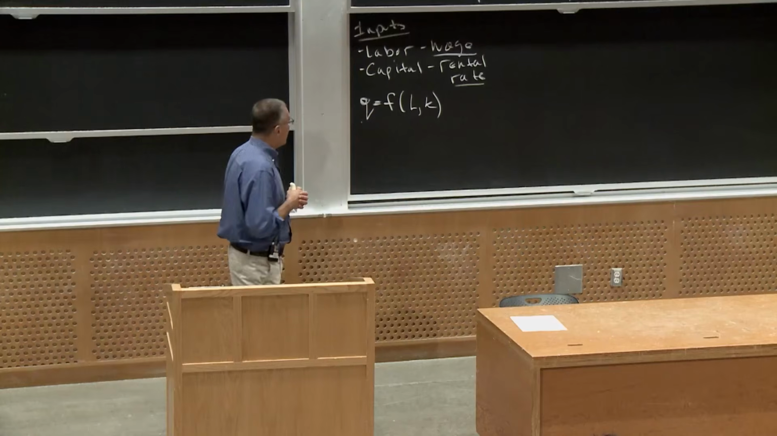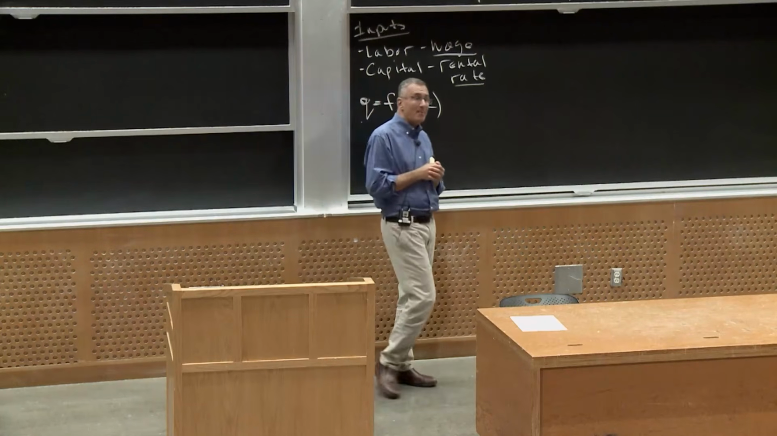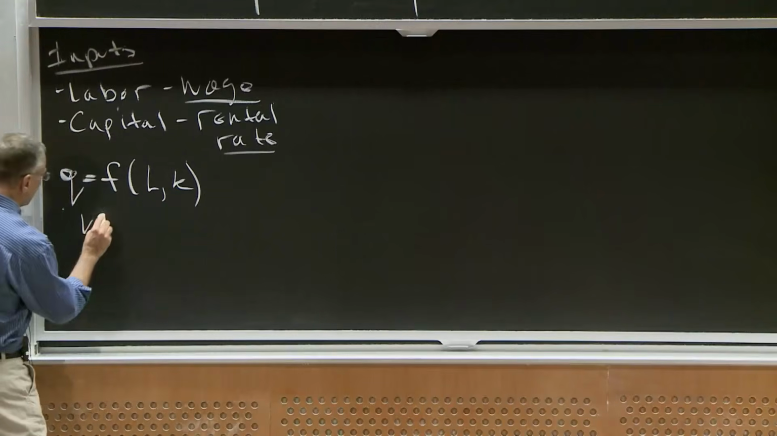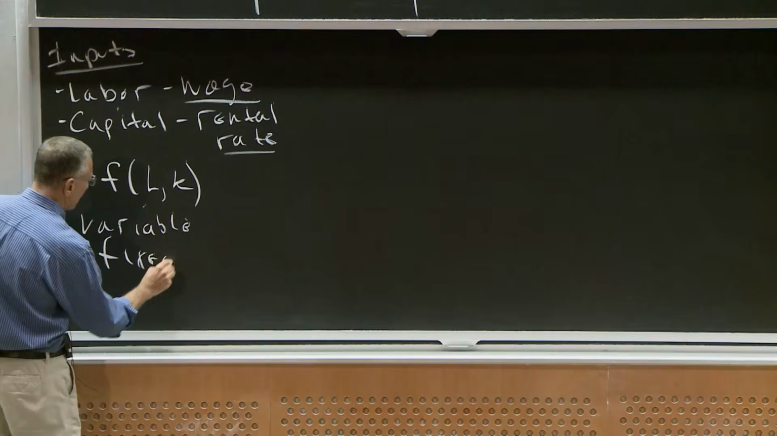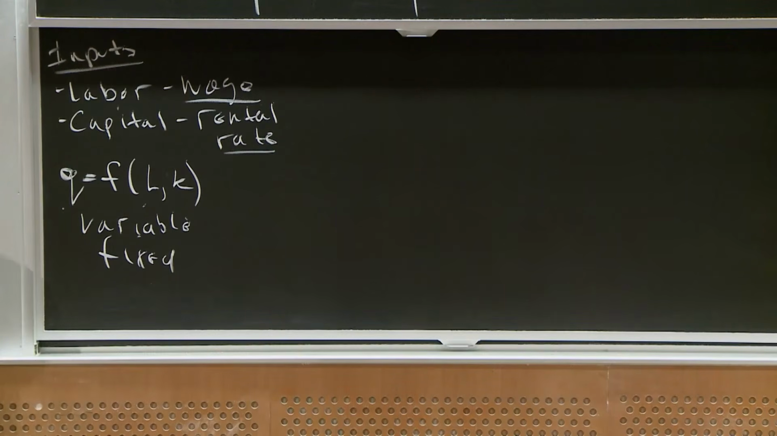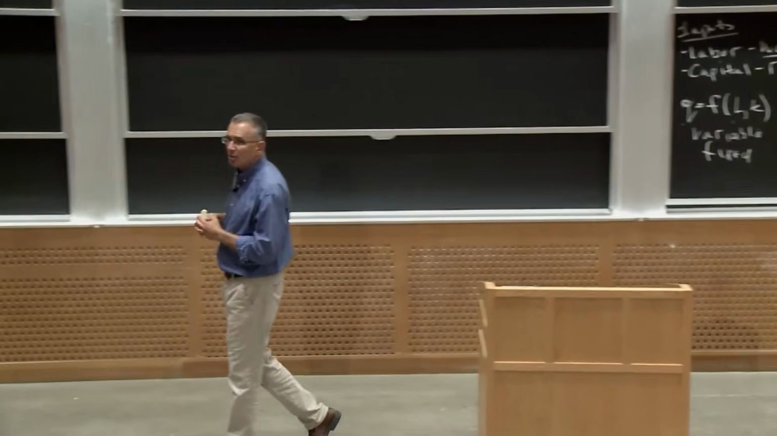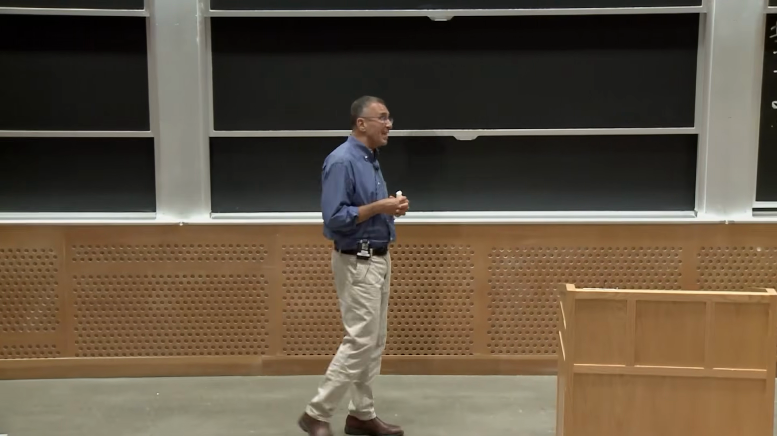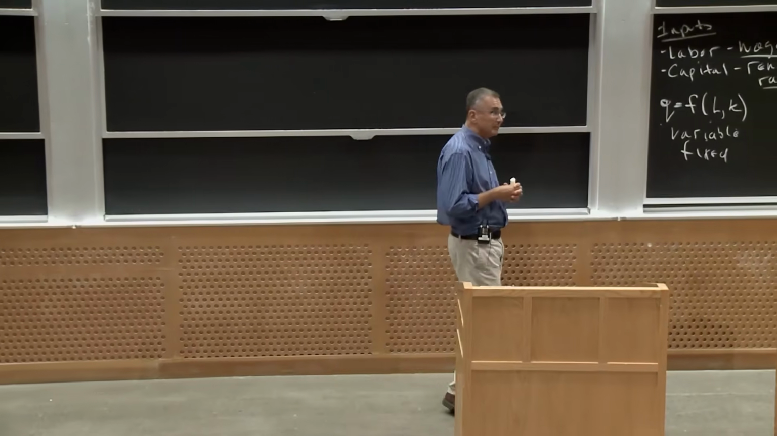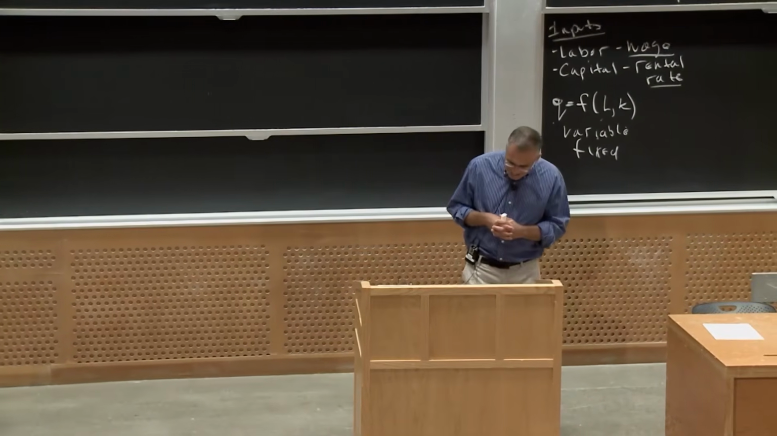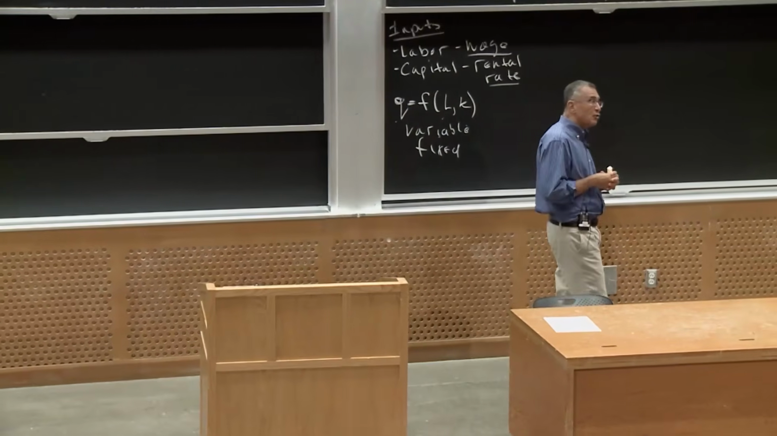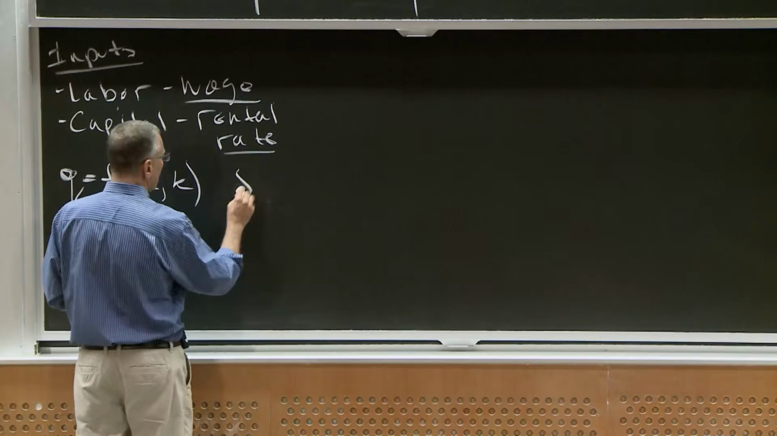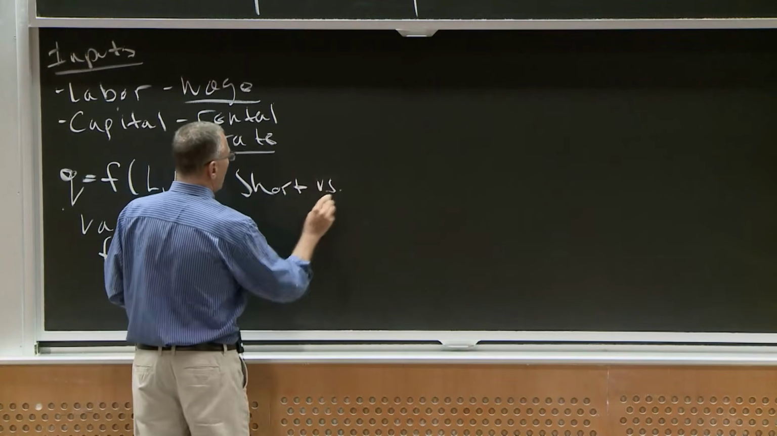Now, these inputs can be what we call variable or fixed. And what do we mean by that? A variable input is an input that can be easily changed. A fixed input is one that is hard to change, at least in the near term. So the key distinction between whether an input is variable or fixed is whether you're talking about the short run or the long run.